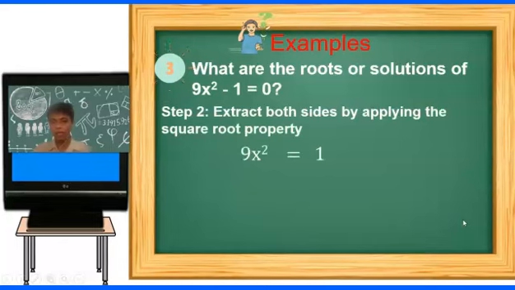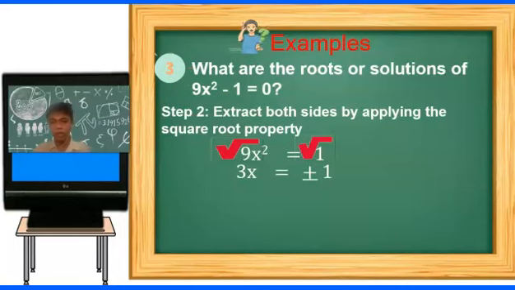So, the given equation now is 9x squared is equal to 1. Get the square root of the left side and the right side. What is the square root of 9? Okay. 3. How about x squared? Okay, x. How about 1? What is the square root? Okay, positive and negative 1. So, what will be the equation? 3x is equal to positive and negative 1.